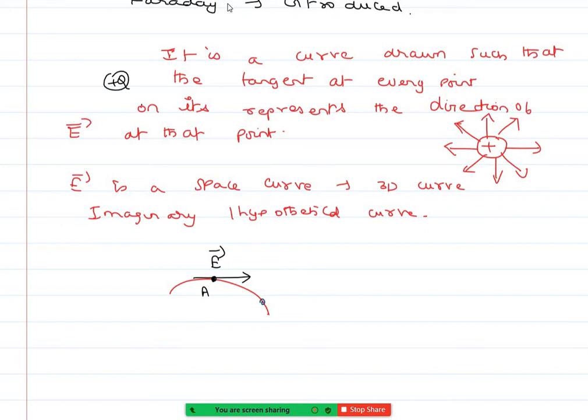What is the electric field at the point B? Then what you have to do? You have to draw a tangent. The tangent will give you the electric field at that point B. Is that clear? So at each and every point, the tangent will give you the direction of the electric field. Is it clear or no?